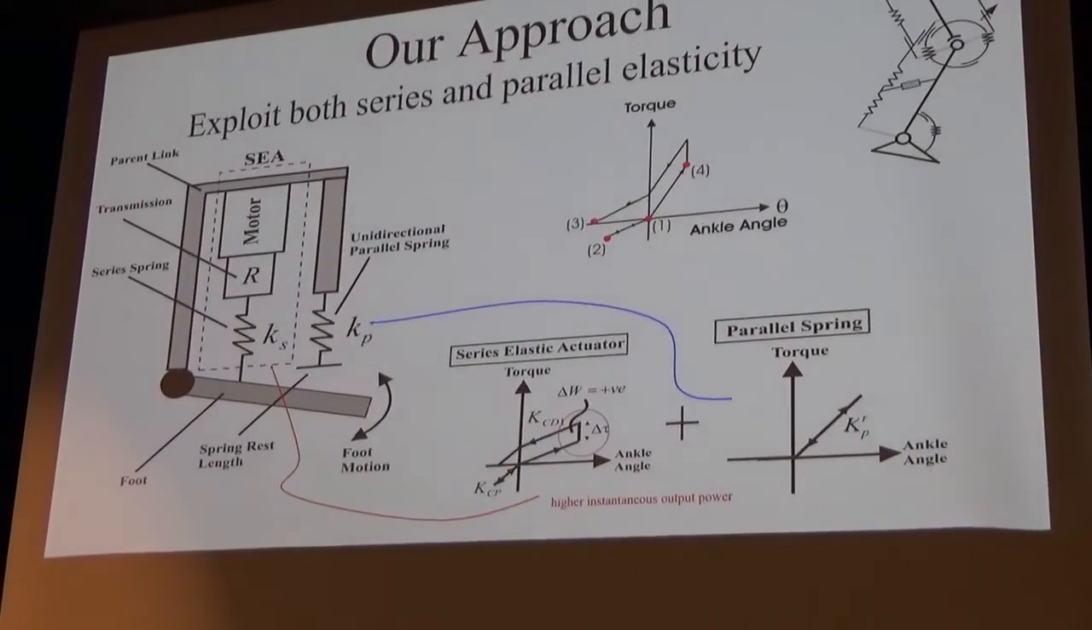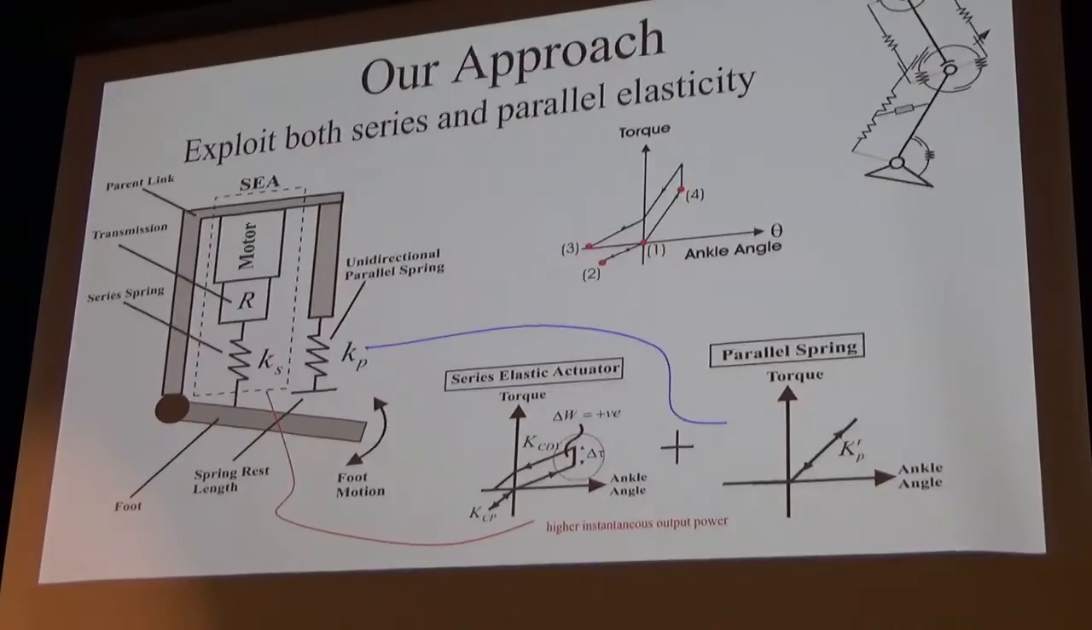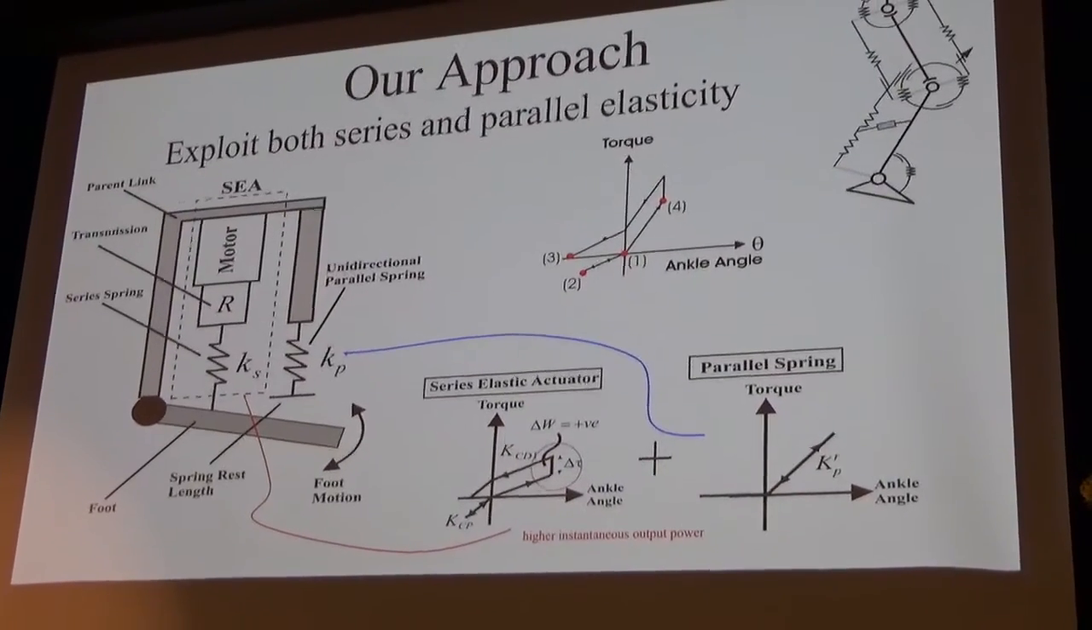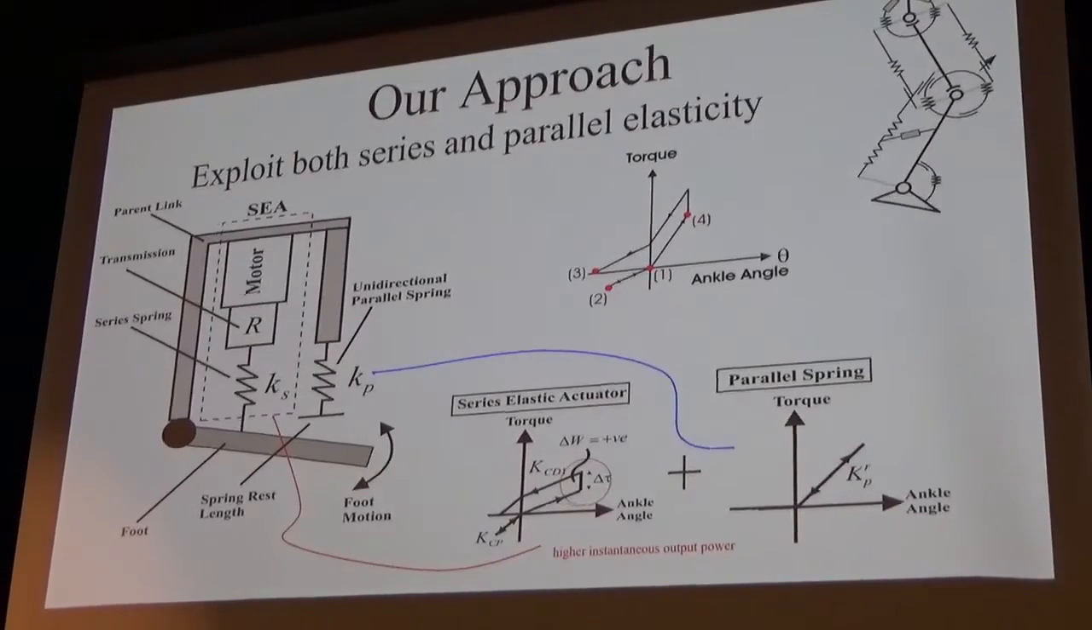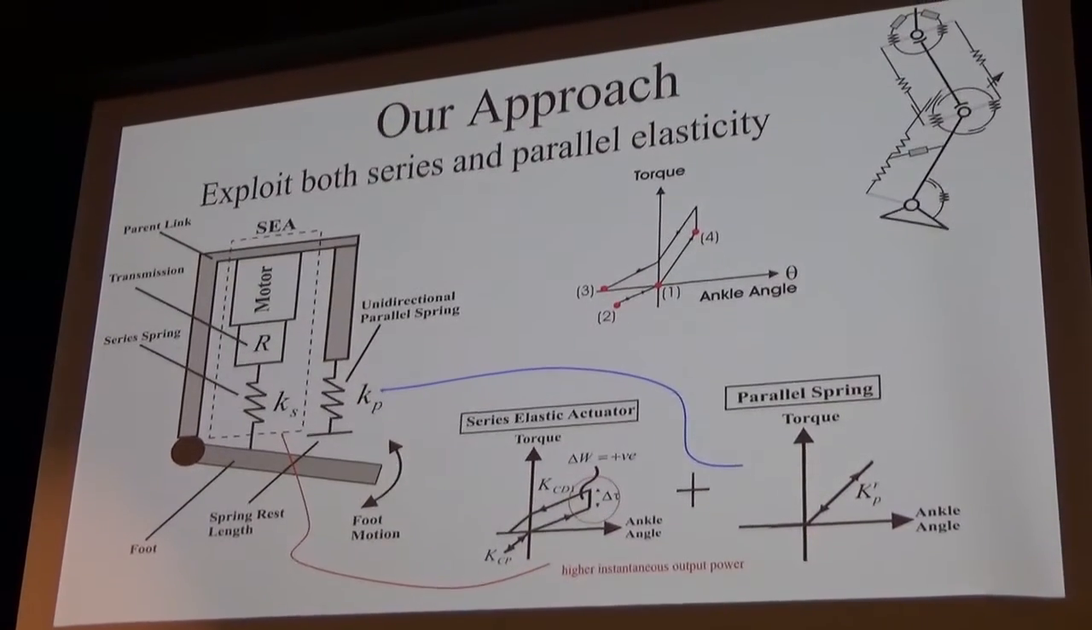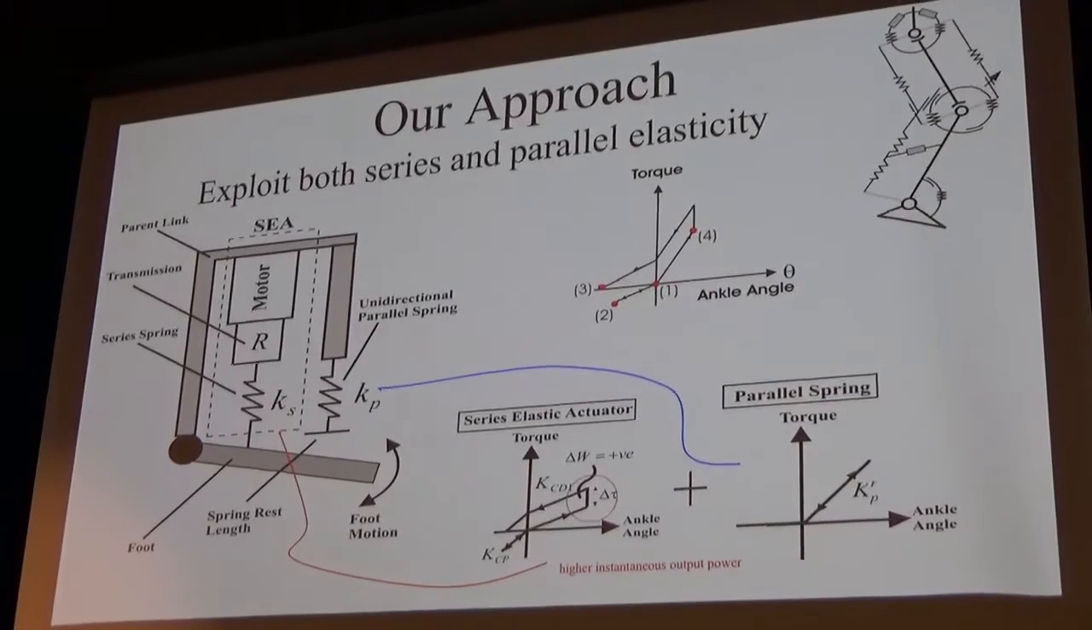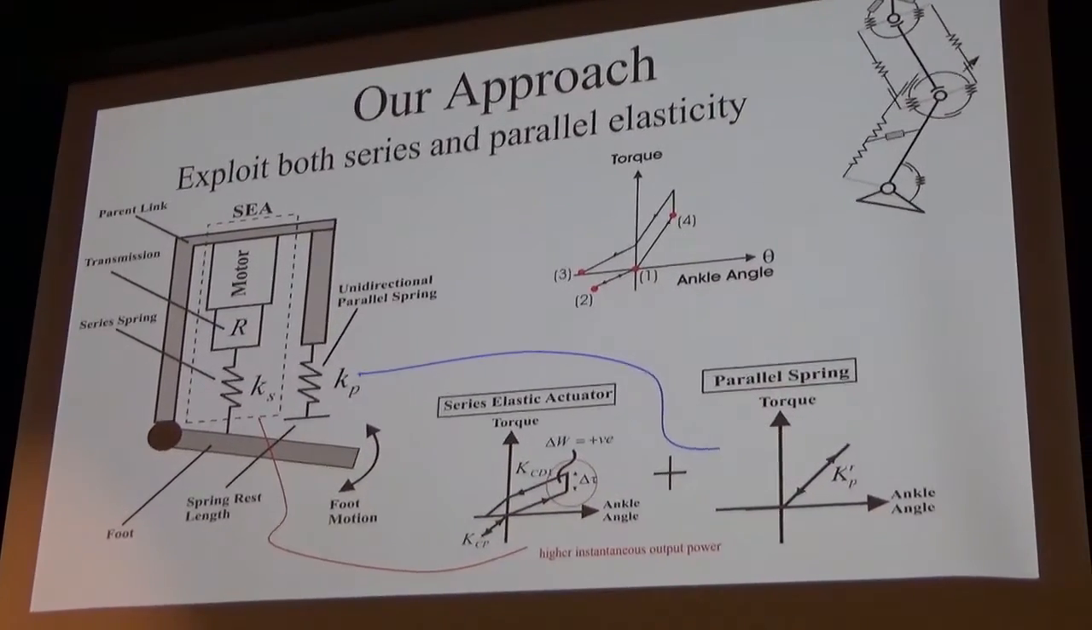So this device is a monoarticular design. It captures the bottom of the model. There is no artificial calf muscle represented in this design. I'll talk about that in a few slides.